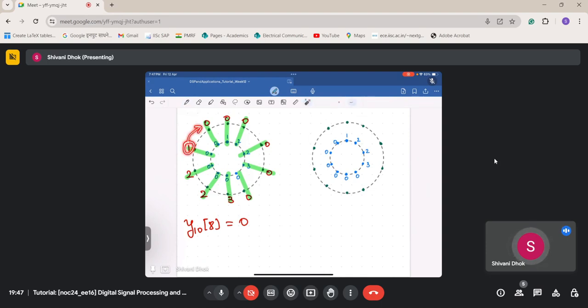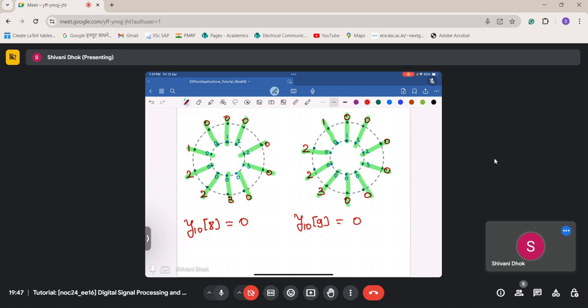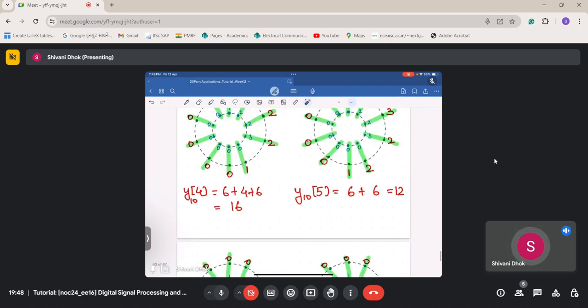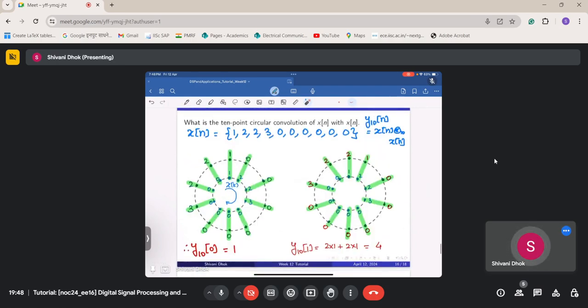So again I'll shift it by 1 unit in the increasing direction. I'll have 1, 2, 2, 3, 0, 0, 0, 0, 0, 0. So no overlap here, no overlap here, no overlap here. All of these are also 0. So again this y10 of 9 will be equal to 0. Now for y10 of 10, I'll shift it to this location. So I'll be here 1, 2, 2, 3, 0, 0, 0, 0, 0, 0. So this is exactly equal to the structure that we had for y10 of 0.